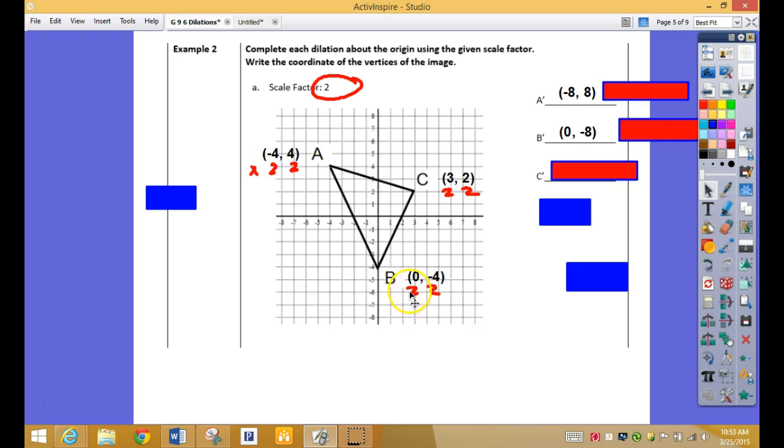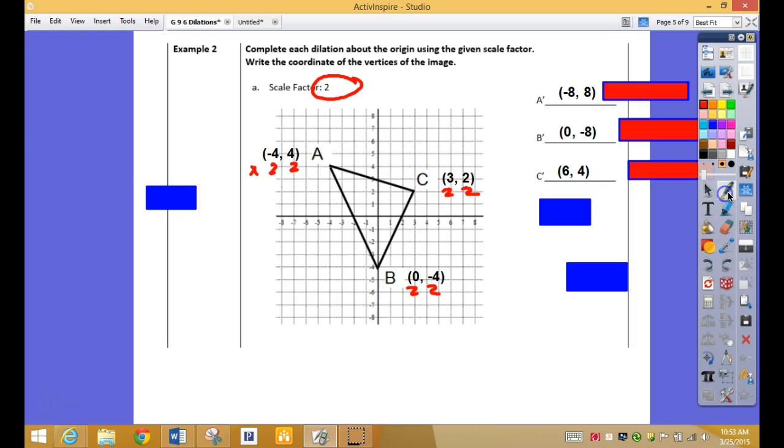The B. 0 times 2 is 0. Okay, don't let that one fool you. 0 times 2 is not 2. 0 times 2 is still 0. Negative 4 times 2 is a negative 8. C prime should now be 6 and 4.